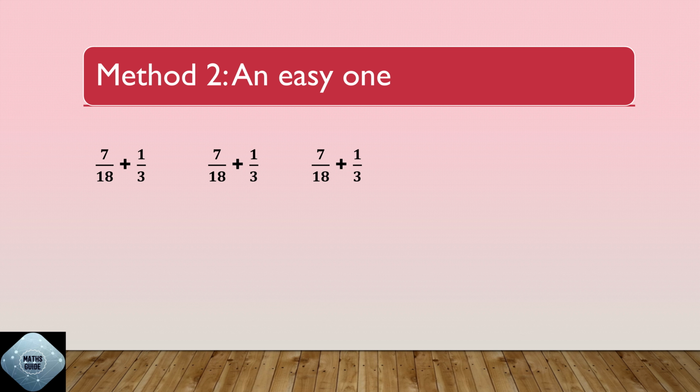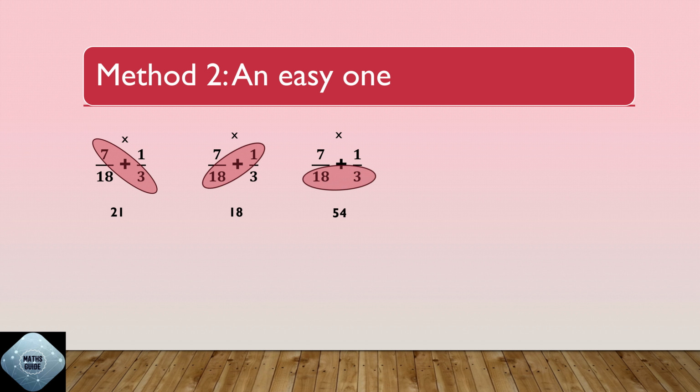This method is called the cross multiplication method. Here we have to add 7/18 and 1/3. The first step is to multiply diagonally the numerator of the first fraction with the denominator of the second fraction. So 7 times 3 is 21. Now the second step is to multiply the numerator of the second fraction by the denominator of the first fraction. So 1 times 18 is 18. The third step is to multiply both denominators. We get 54.